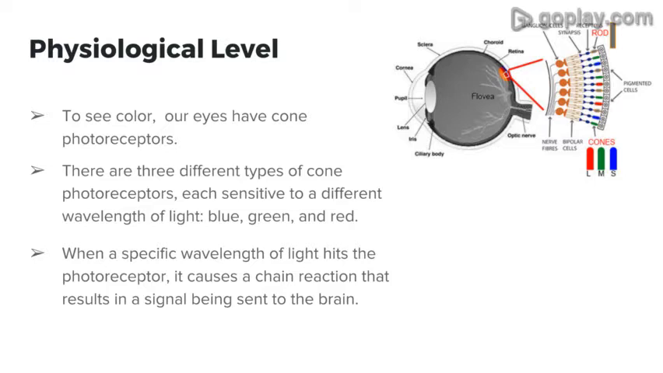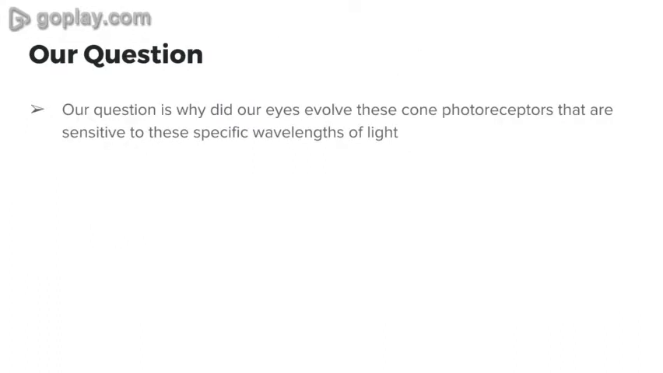To see color, our eyes have cone photoreceptors. There are 3 different types of cone photoreceptors, each sensitive to a different wavelength of light: blue, green, and red. When a specific wavelength of light hits the photoreceptor, it causes a chain reaction that results in a signal being sent to the brain. Our question is, why did our eyes evolve these cone photoreceptors that are sensitive to these specific wavelengths of light?